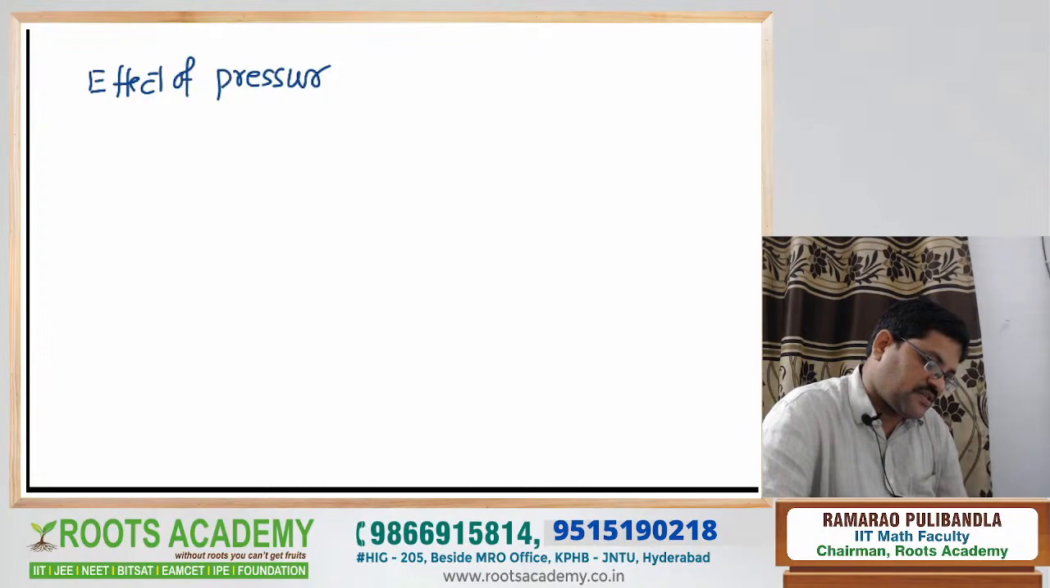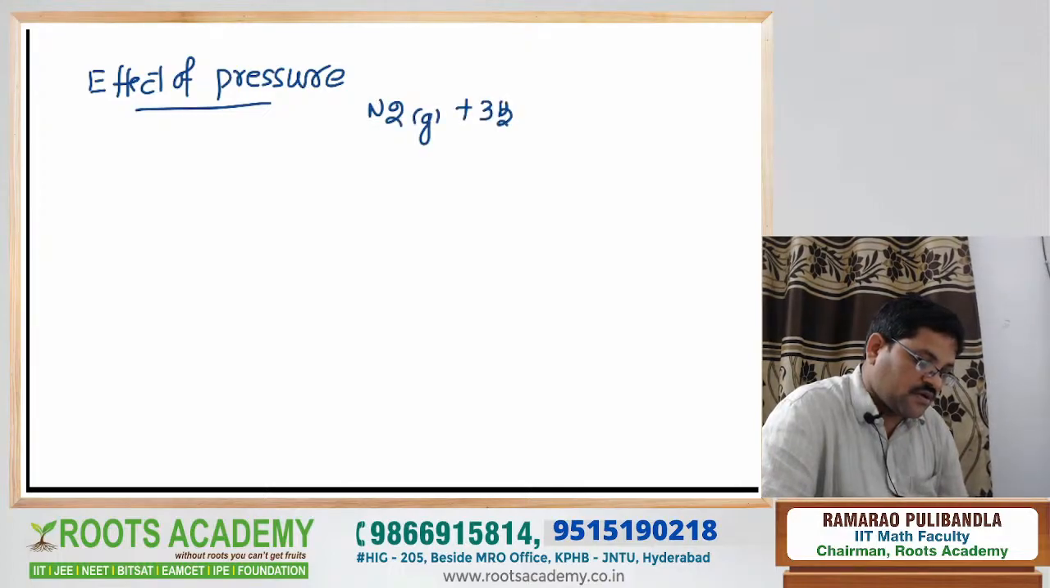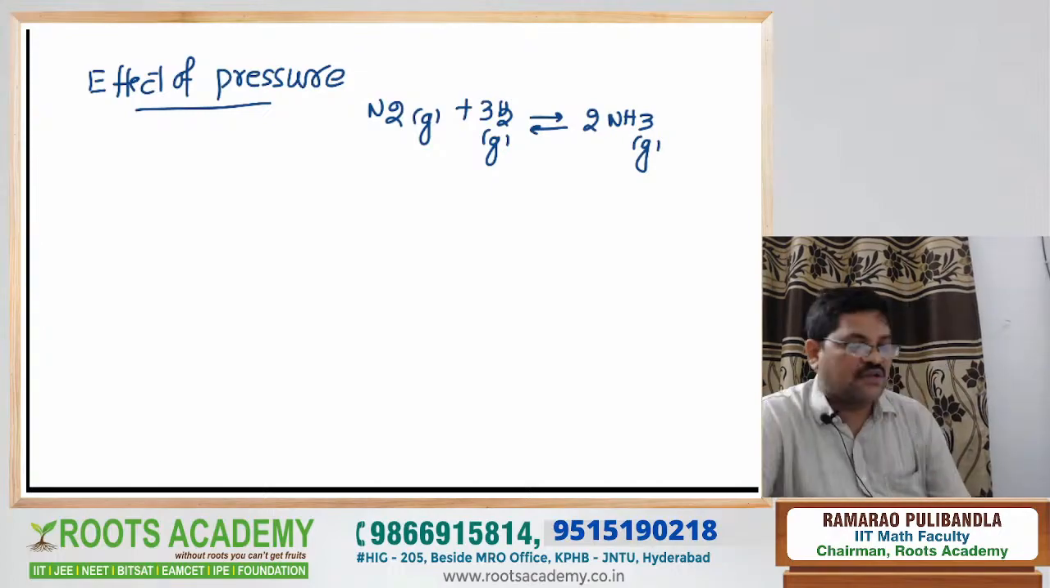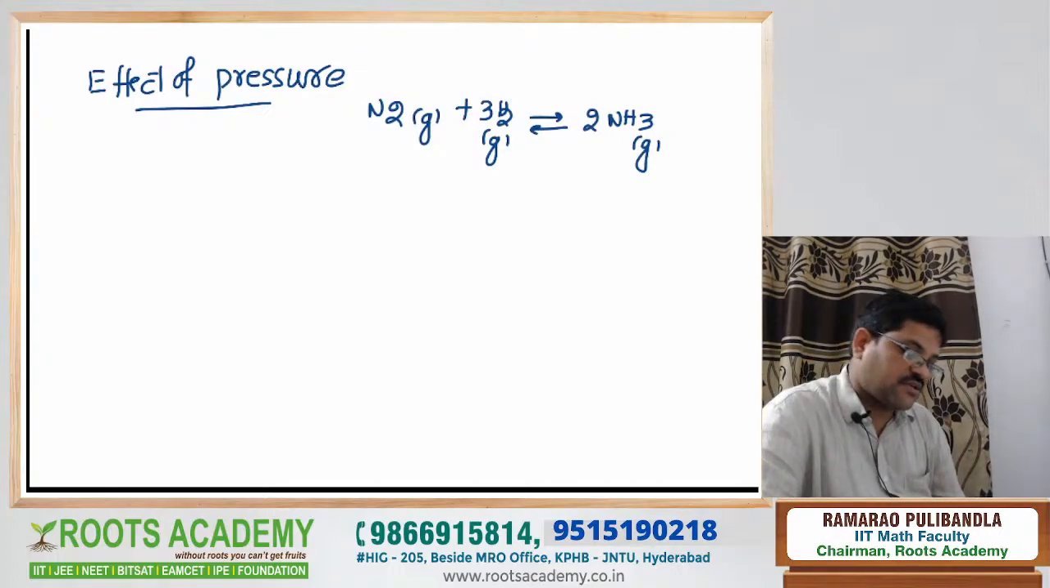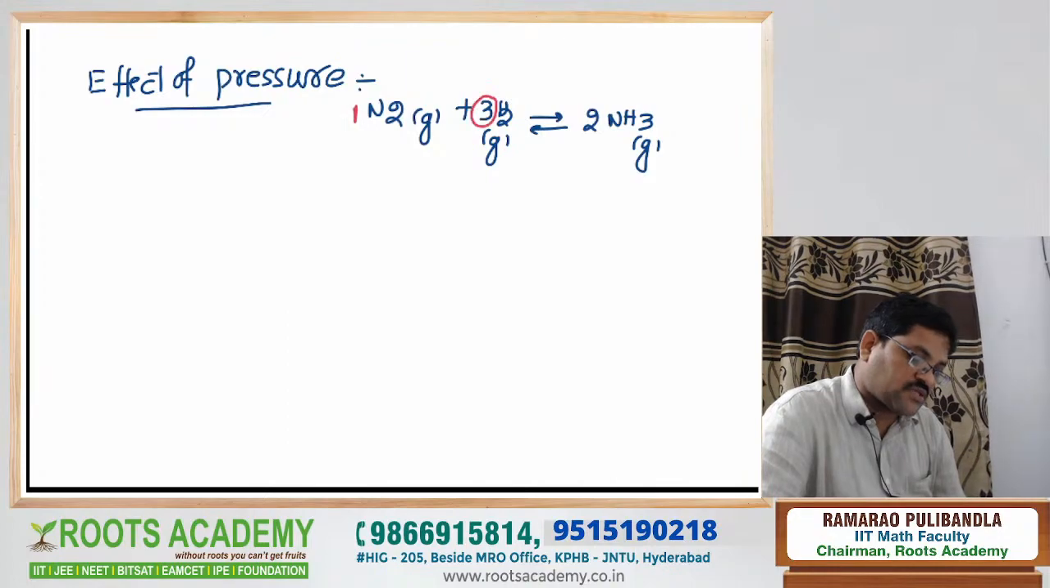First, we discuss the effect of the pressure. Regarding the effect of the pressure, take one reaction: N2 gas plus 3H2 gas gives rise to equilibrium 2NH3 gas. So, this is the reaction to be taken. When pressure is applied, N2 gas is 1 mole, H2 gas 3 moles, and ammonia gas 2 moles. Here, 4 volumes of the reacting gases change to 2 volumes of the product gases.